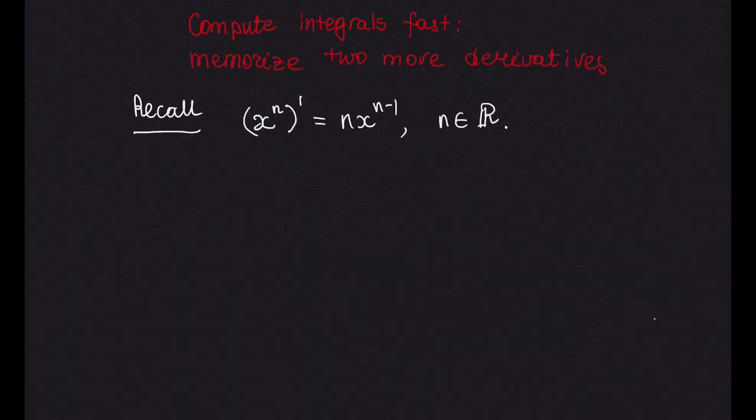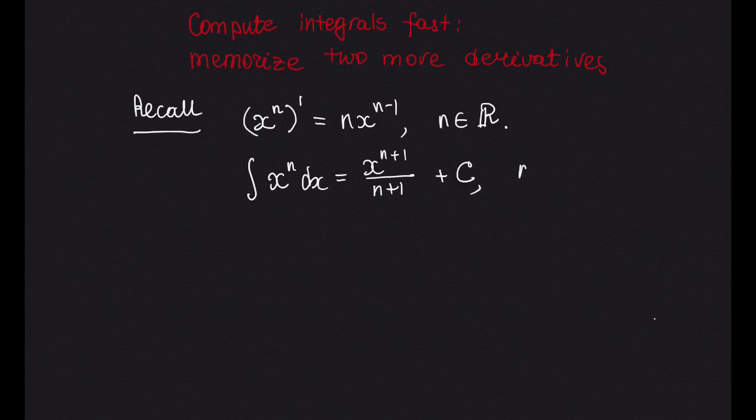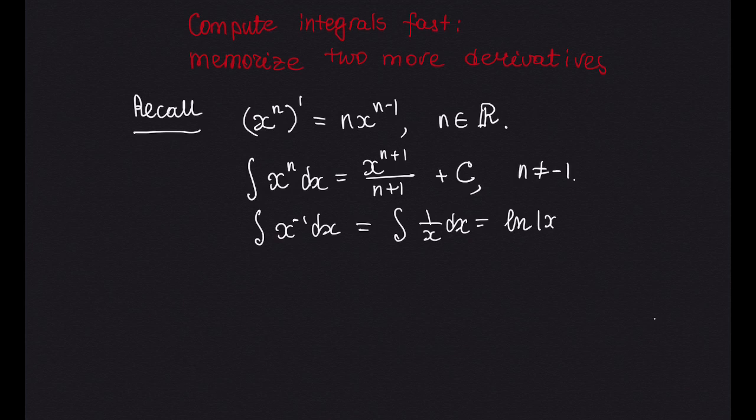Let us also recall that if we want to compute the integral of the function x to the power n, we are going to have x to the power n plus 1 over n plus 1 plus a constant as long as n is not equal to negative 1. If n is equal to negative 1, we are going to have the integral of x to the power negative 1 dx. Well, that's the integral of 1 over x dx. So that's natural logarithm of absolute value of x plus a constant.